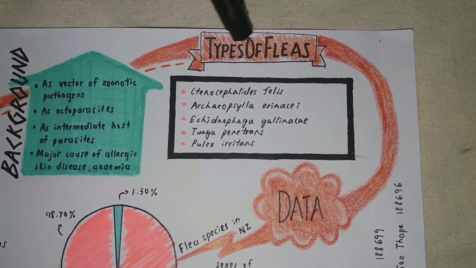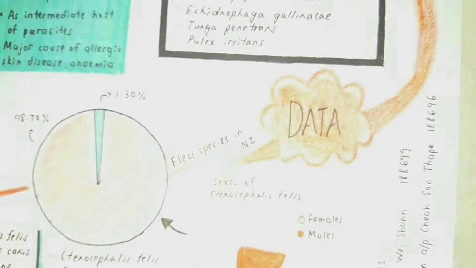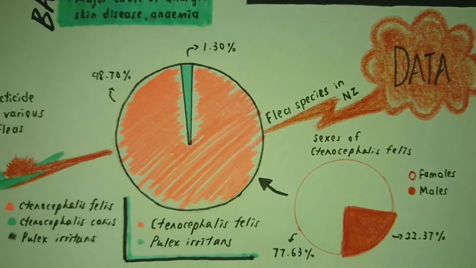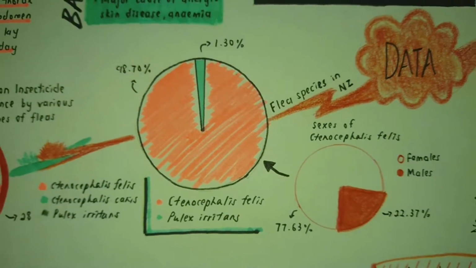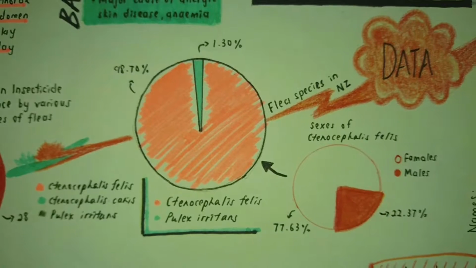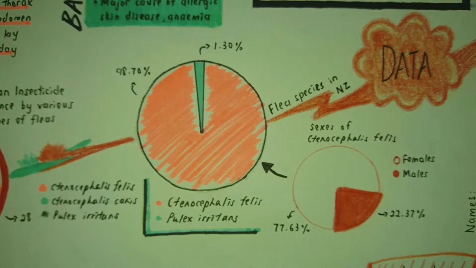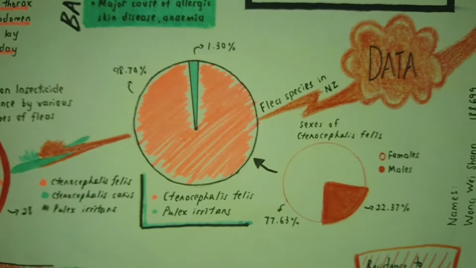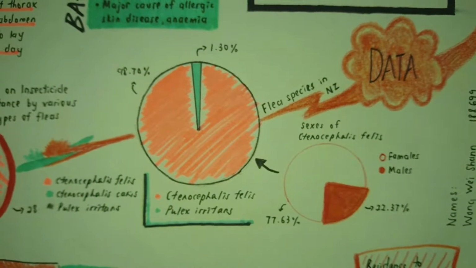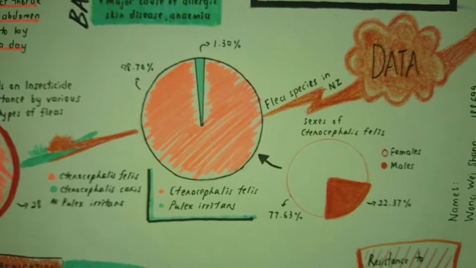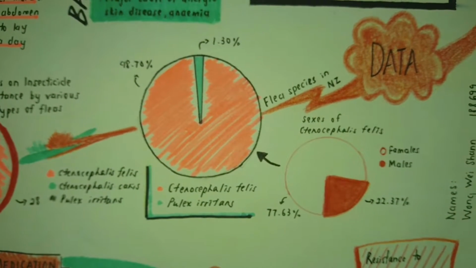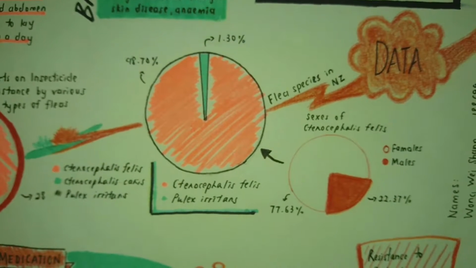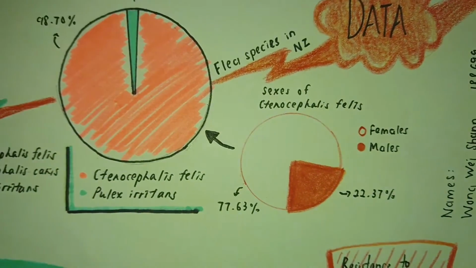Now, let's talk about data. In New Zealand, 228 out of 231 are identified as Ctenocephalides felis, and the remaining 1.3% are recognized as Bullous irritants, which can transmit zoonotic disease to humans. Out of 228 Ctenocephalides felis, 177 are females, whereas 48 are males.